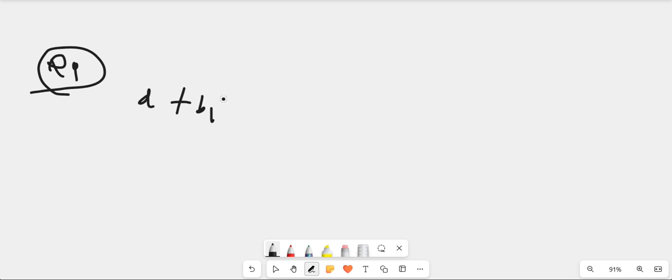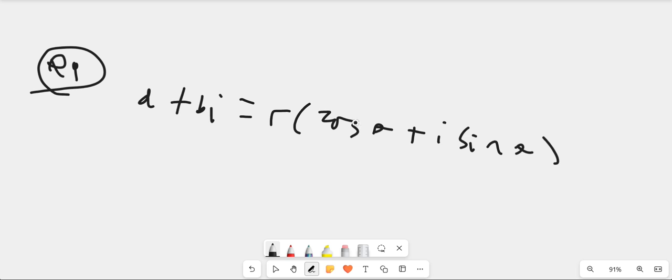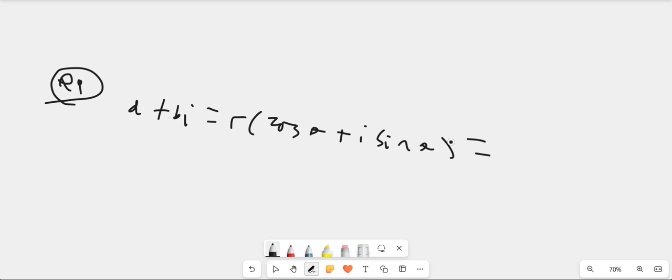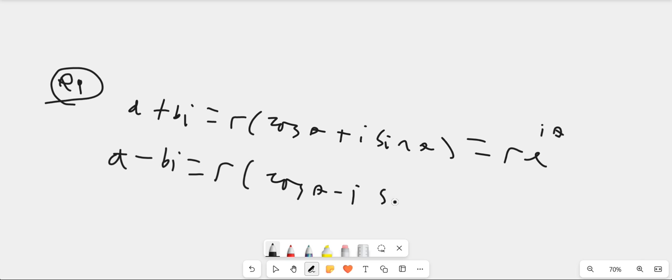a plus bi can be written as r cos theta plus i sine theta. Why is that? Because sine theta and cos theta are just numbers, and times r is just a number. So a is also just a number, and b is just a number, so they're the same thing. And that can also be written, because it's in the modulus-argument form, as r e to the power of i theta. And a minus bi, what do you think that can be written as? r cos theta minus i sine theta, which again can be written as r e to the power of minus i theta.